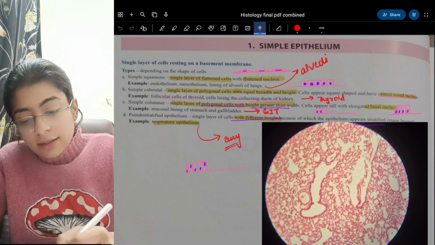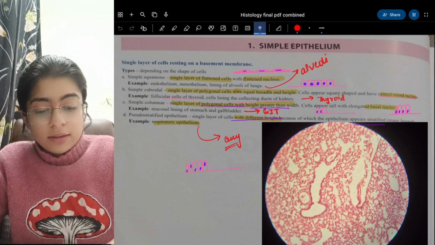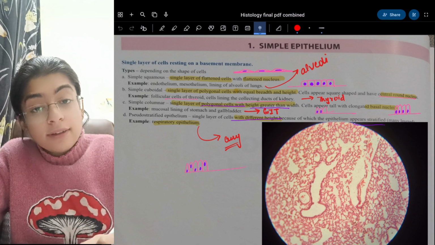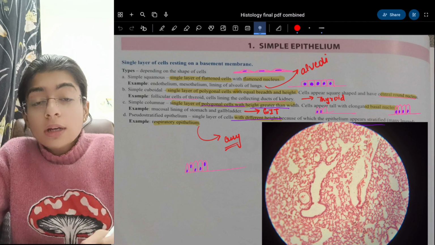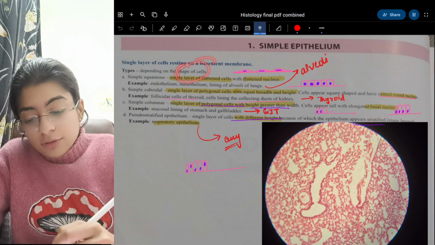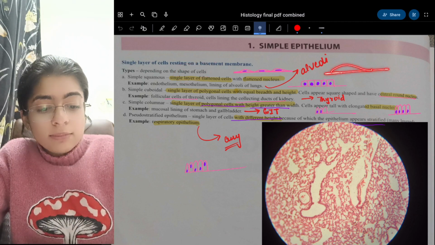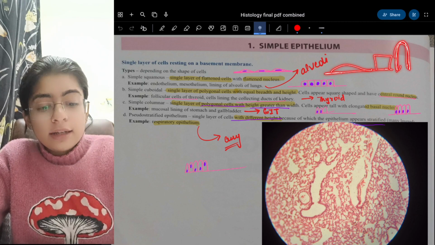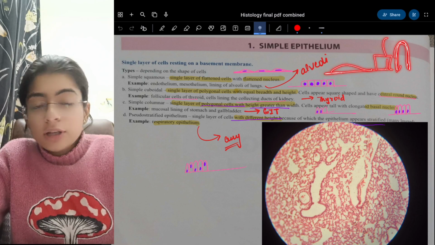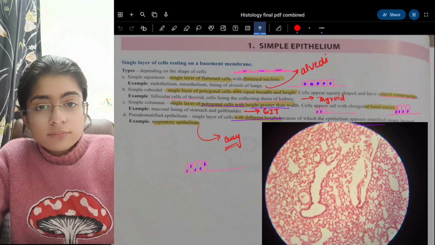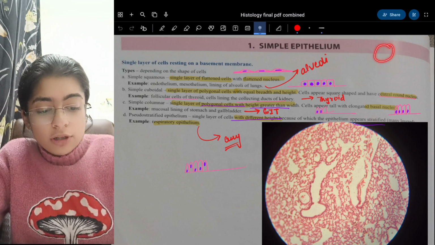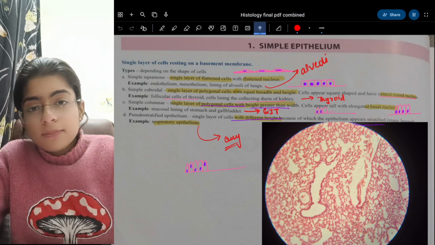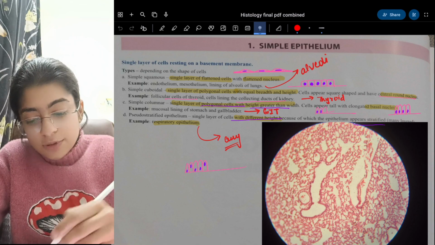So first of all, we know the simple epithelium, right? Simple means single layered in this context. Here we can classify it according to the shape of the cells. The shape can be flat, square, or rectangle, that is columnar, and it can be polygonal, not having a specific shape, looking like multi-layered. So from basic shapes you can understand it.